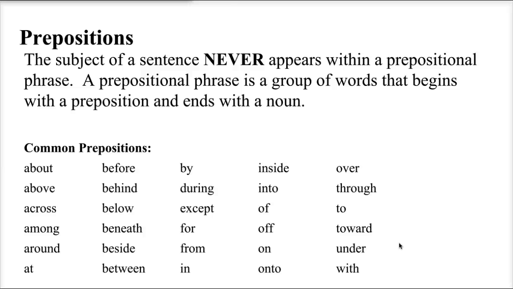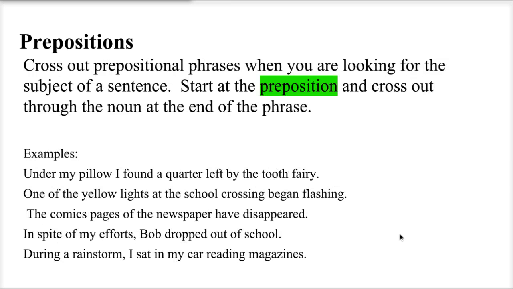The reason prepositions are so important is because the subject of a sentence will never appear within a prepositional phrase. And a prepositional phrase is simply a group of words that begins with a preposition and ends with a noun. What you see down here is a list of pretty common prepositions. So one of these words would be the first word in the prepositional phrase, and it would go through until it ends with the noun. That whole part of the sentence would be the prepositional phrase.